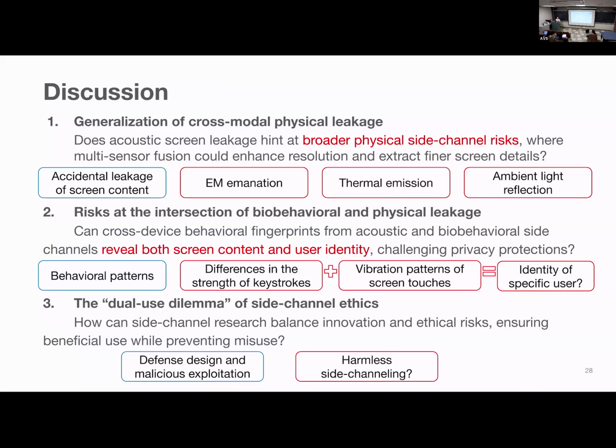And the next discussion question is about biobehavioral and physical leakage. For example, if we consider the differences in strength of keystrokes and the vibration patterns of screen touches, could we identify different users? Actually, that is very important. And the last one is side channel ethics. Actually, are there any harmless side channels existing while preventing misuse? I think everyone can think about it, and that's all.